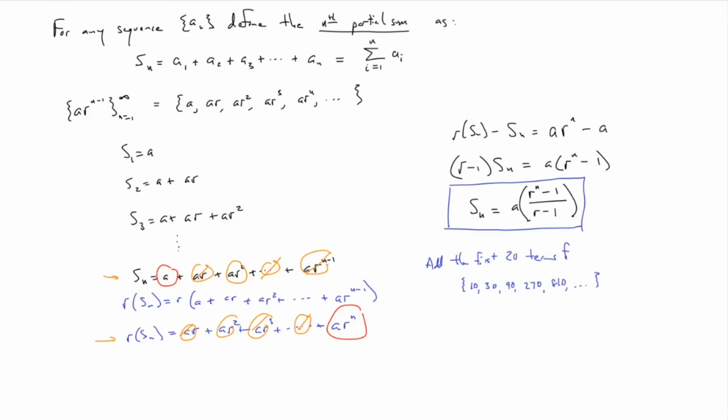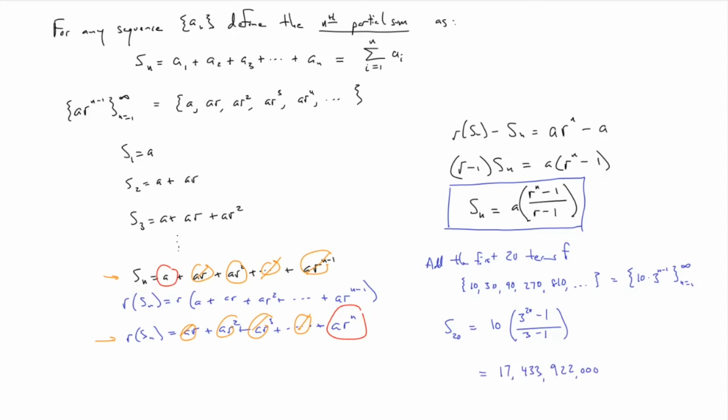For example, suppose we wanted to go back to our first geometric sequence that we looked at, 10, 30, 90, 270, etc. And suppose we wanted to add the first 20 terms of that sequence. The general form of the sequence is 10 times 3 to the n minus 1, as n goes from 1 to infinity. And so the 20th partial sum is 10 times 3 to the 20th minus 1, all divided by 3 minus 1, which turns out to be some number over 17 billion.